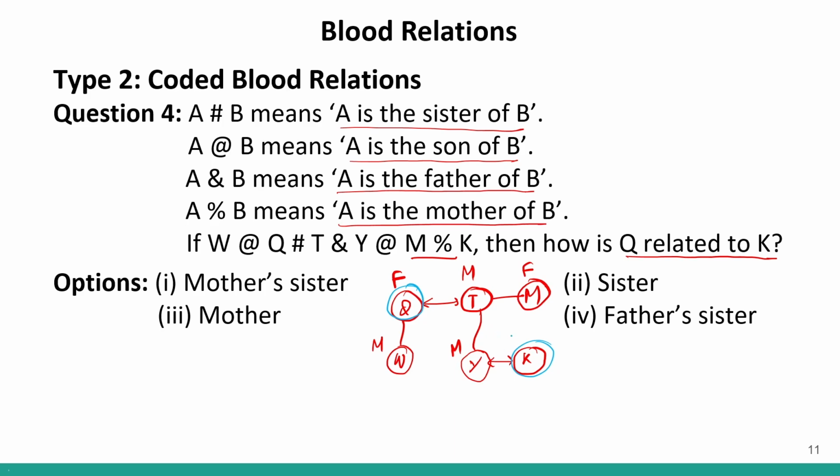Q is K's father's sister. So the answer will be option number 4, father's sister. Correct? This will be my answer.